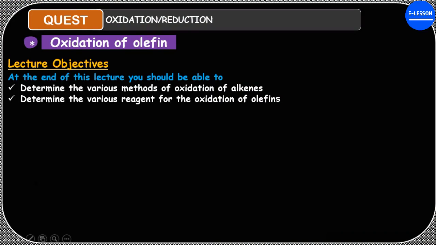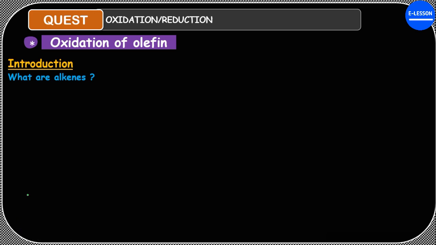Now, at the end of the lecture, what are you expected to know? The first thing that you're expected to know is to determine the various methods of oxidations of alkenes. And the second thing is to determine the various reagents for the oxidations of olefin. If you know these two, then the purpose of this lecture is served. So, now what are the alkenes? That will actually serve as our first question here.